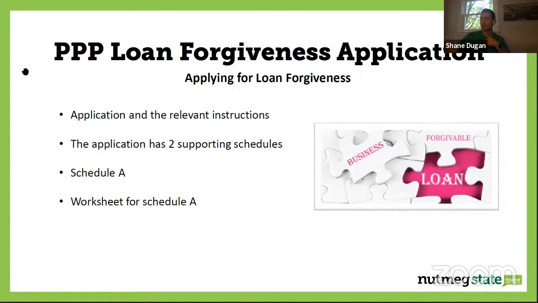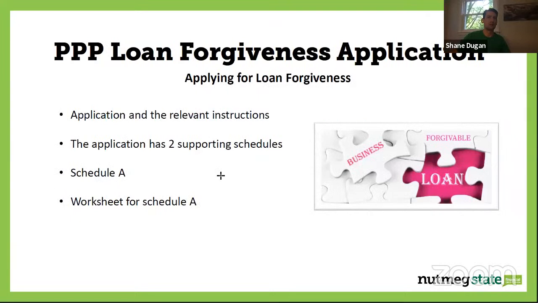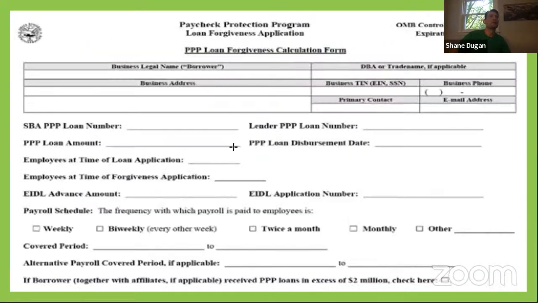The application itself, if you have gone through it, has the instructions right in there. That's why it's also 11 pages long. It has 2 supporting schedules, and as I alluded to, both of those schedules feed into one another. Schedule A gives you part of the actual application information itself, and then the worksheet feeds into Schedule A, which will give you additional information to fill out that Schedule A, okay? So just so you know, those are the main things that you need to look at.